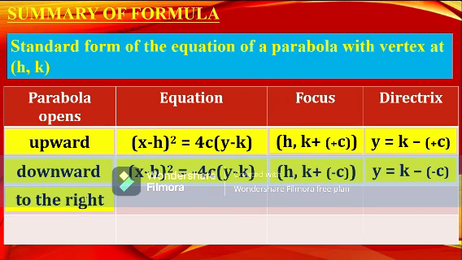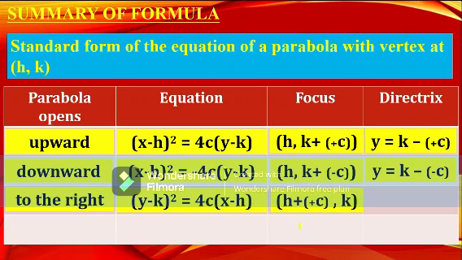If the parabola opens to the right, this would be the equation: (y - k)² = 4c(x - h). So you just swap the formula here, meaning the terms that are enclosed in parentheses.